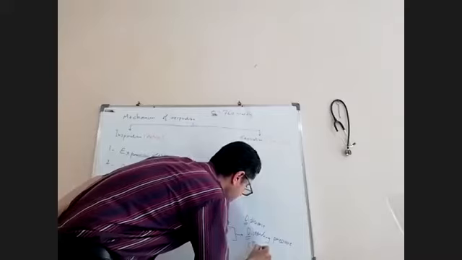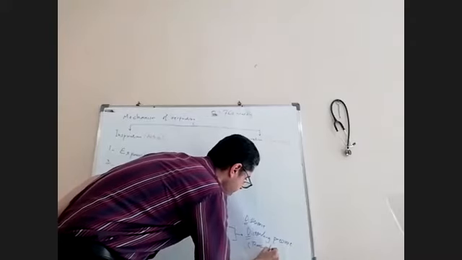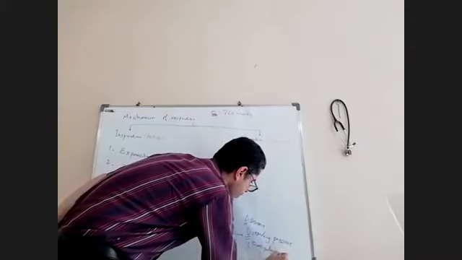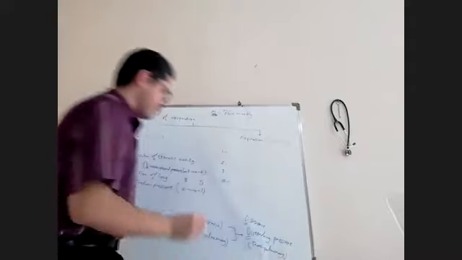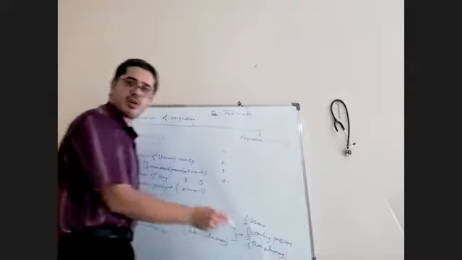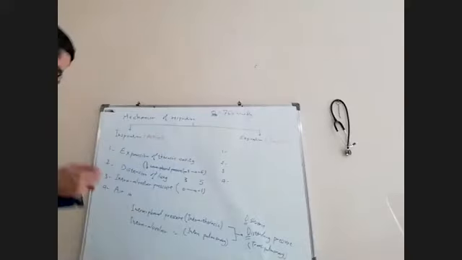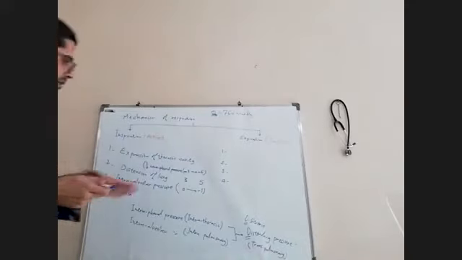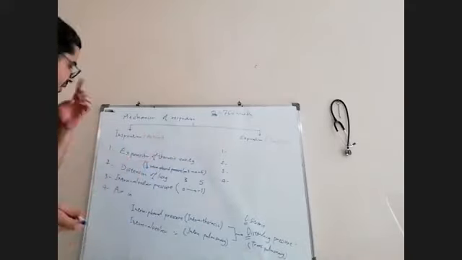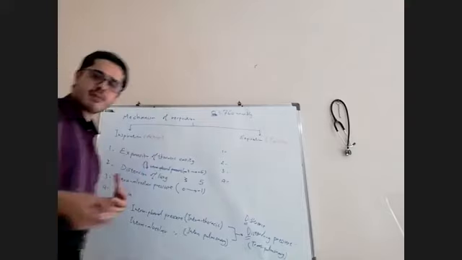Transpulmonary. So you can say distending pressure or transpulmonary pressure. So these are the three main pressures involved in the inspiration process.